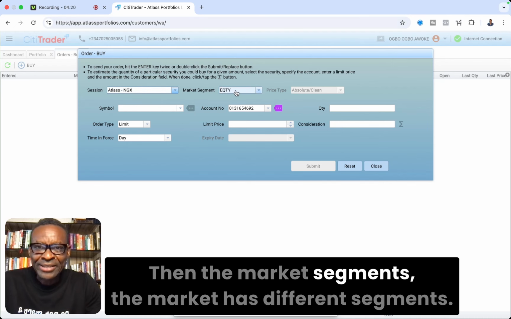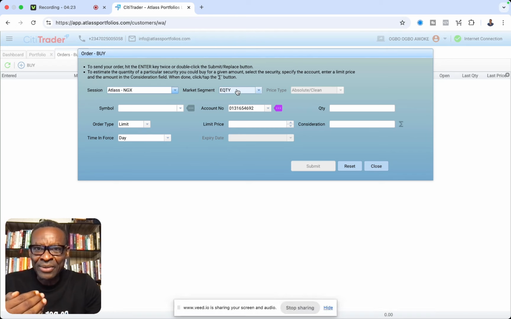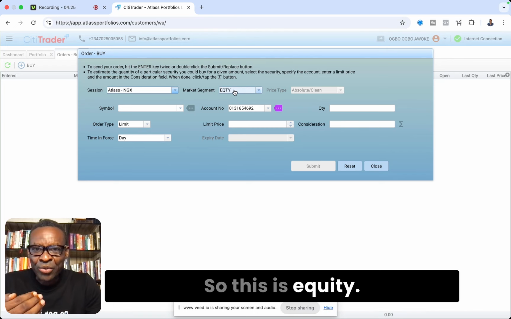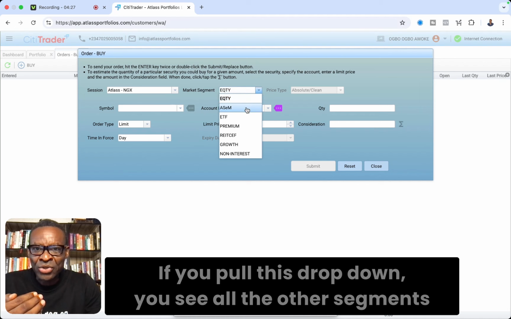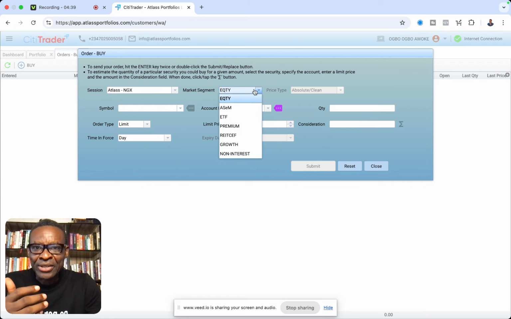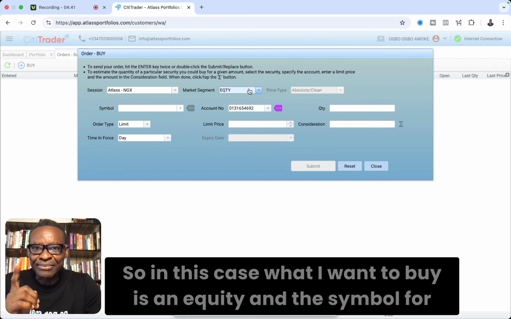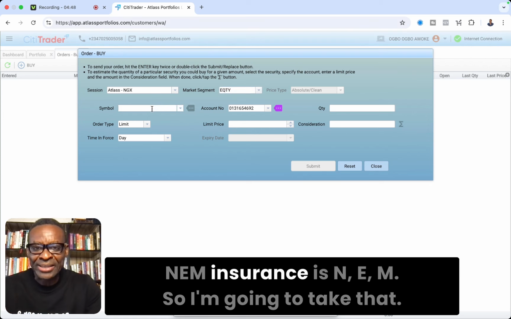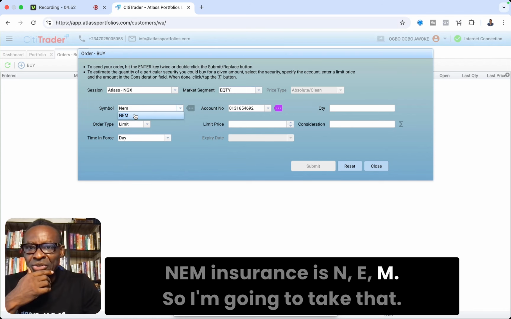Then the market segments. The market has different segments. So this is equity. If you pull this drop down, you see all the other segments, including non-interest, growth, rights, premium, ETFs, and all that. In this case, what I want to buy is an equity. And the symbol for NEM Insurance is NEM. So I'm going to take that.